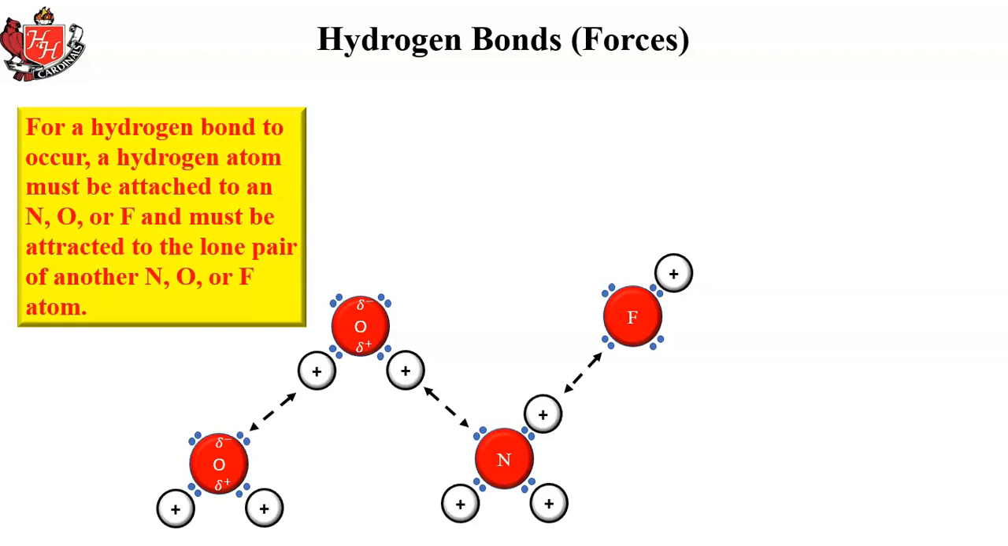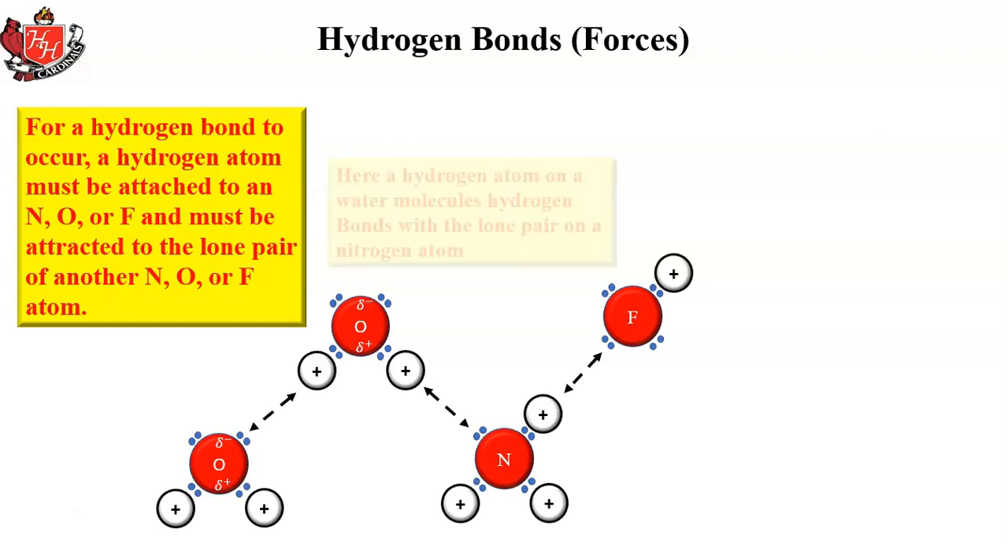Now you can mix and match hydrogen bonded molecules. So for a hydrogen bond to occur, a hydrogen atom must be attached to a nitrogen, oxygen, or fluorine, and must be attracted to the lone pair of another nitrogen, oxygen, or fluorine. But as I say, you can mix and match. So look at the two molecules on the left. Those are both water molecules. They're H2O. And you can see that the hydrogen on the left side of the top molecule is being attracted to the lone pair of the oxygen on the bottom left side.